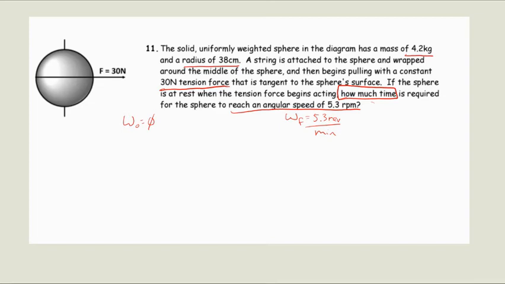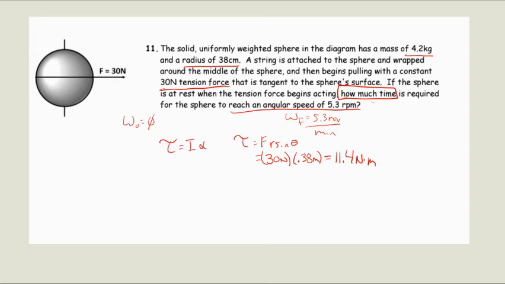We need to consider our torque. We know that our torque is equal to I times alpha. We also know that our torque is equal to FR sine theta. But because it's at a perfect 90-degree angle to the radius, we're just going to use that our torque is going to be 30 newtons times our radius, which is going to be 0.38 meters. Okay, and that's going to end up giving me that my torque is equal to 11.4 newtons times meter.